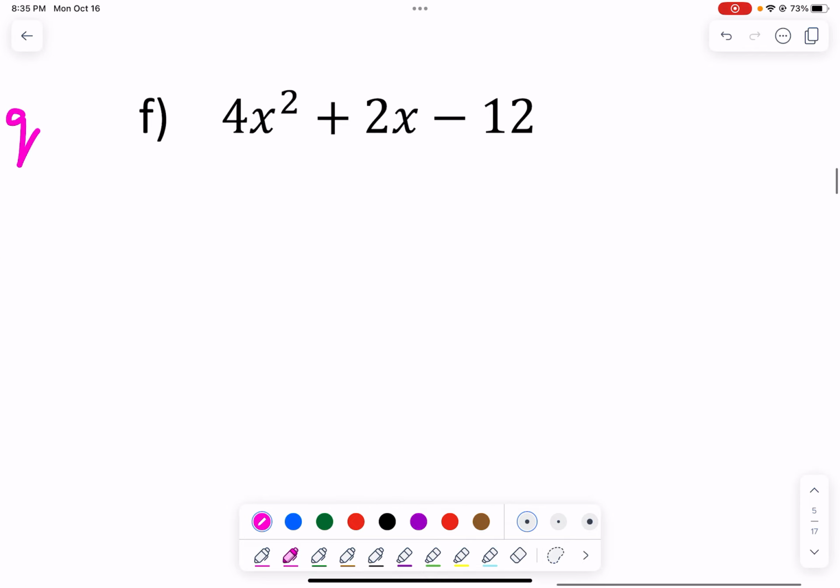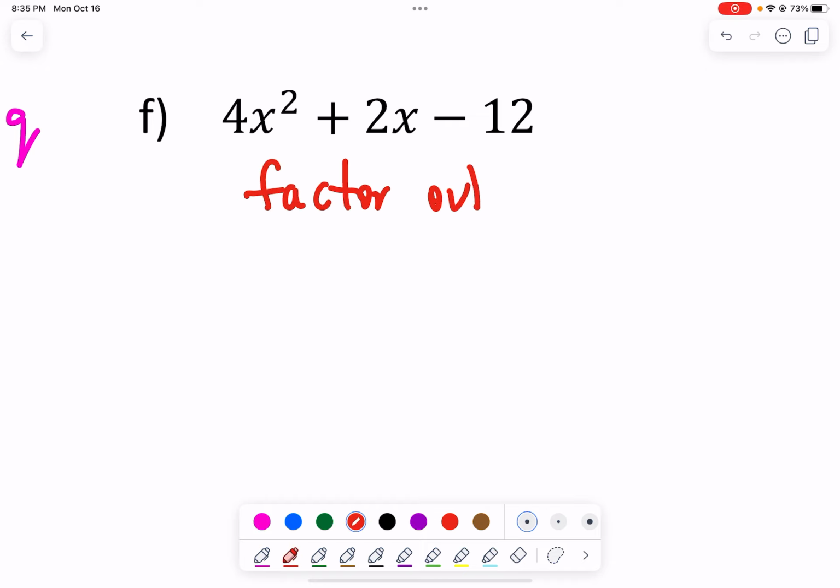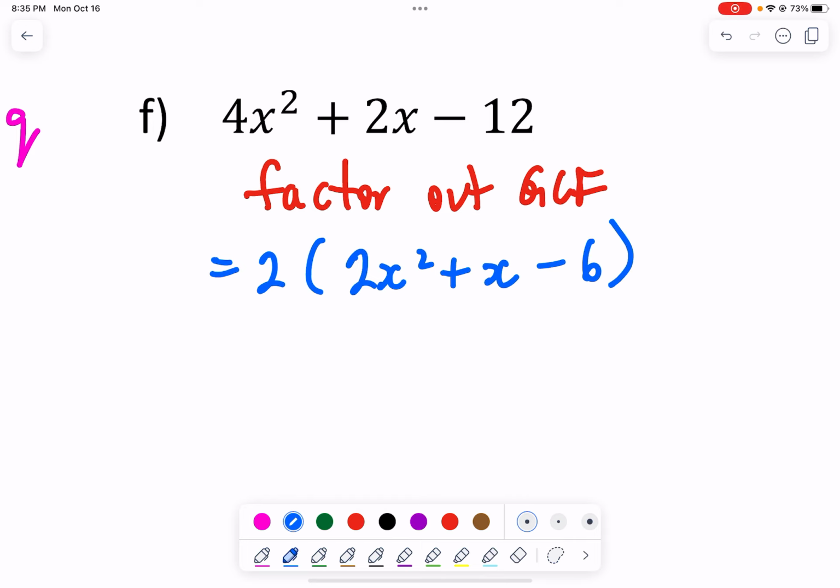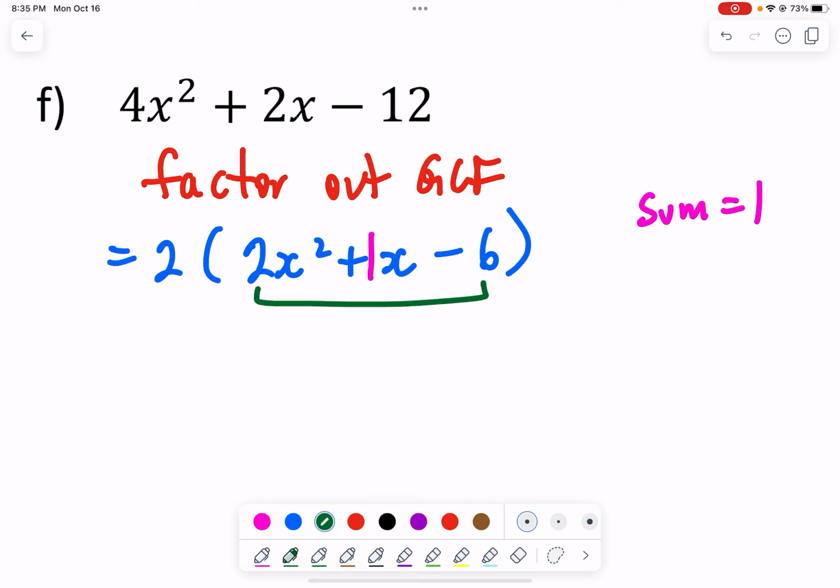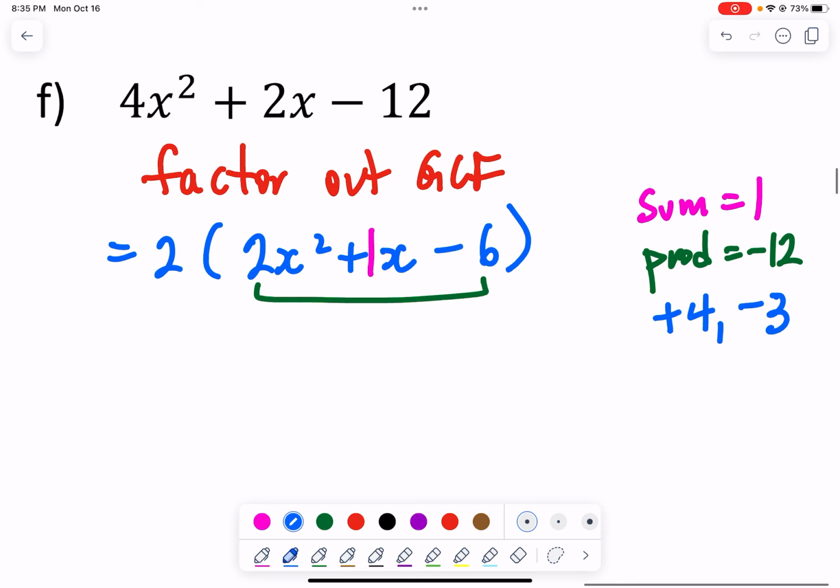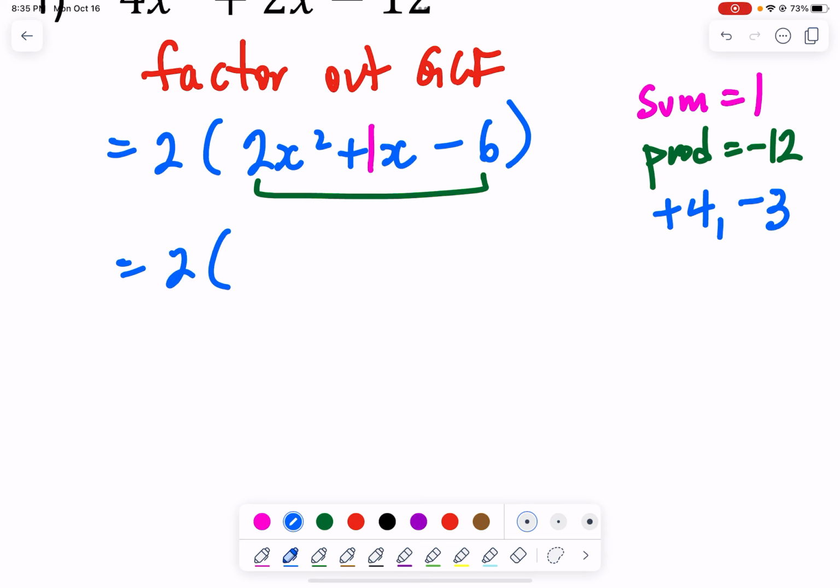For part E, right away I see that they're all even, so I'm going to factor out a GCF. When we do that, we get 2 times x squared plus x minus 6. So I need a sum of 1 here. So the sum is 1, and the product is minus 12. So two numbers that when I times them give me minus 12, and when I add them give me plus 1. Those two numbers are going to be 4 and 3. So the 2 stays out front.